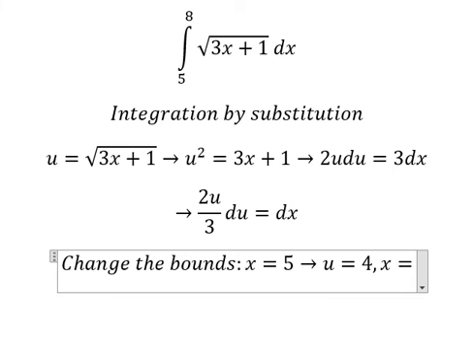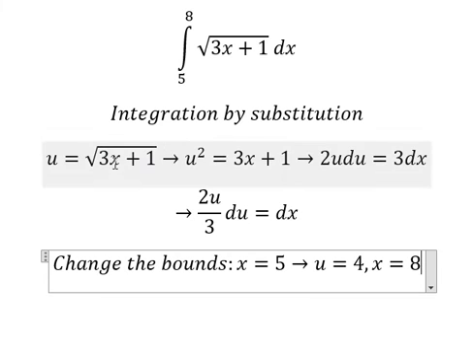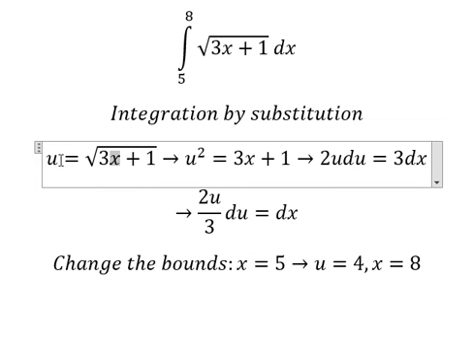When x equals to number 8, I will put number 8 in here to find the value of u. 8 times number 3, you got 24. 24 plus number 1, you got 25. The square root of number 25, you got number 5.